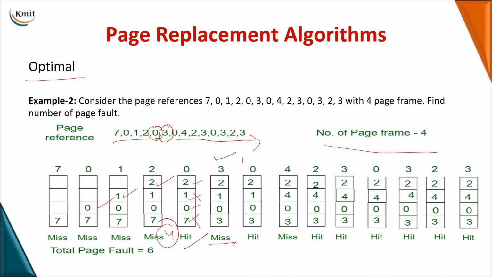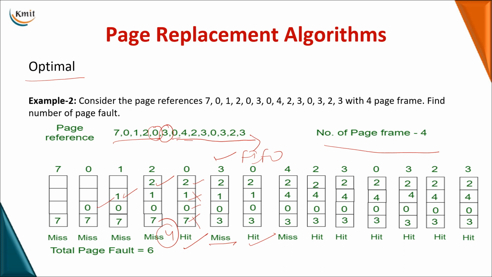But among 1 and 7, since neither is used at all, which one will you select for replacement? Here we need to follow the FIFO approach. So among 1 and 7, which one got into the queue first? 7. So 7 would be replaced with the current value of the reference string, 3, and the page fault count will be increased. Next string is 0. When I check with 2103, 0 is already present, so it is a hit.